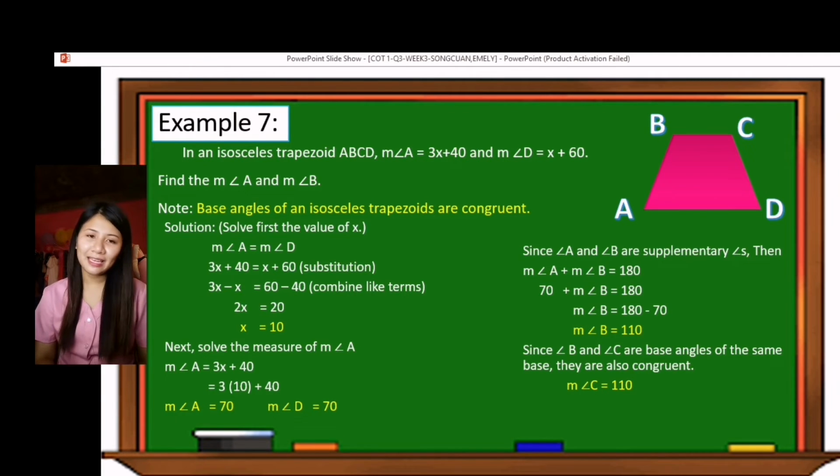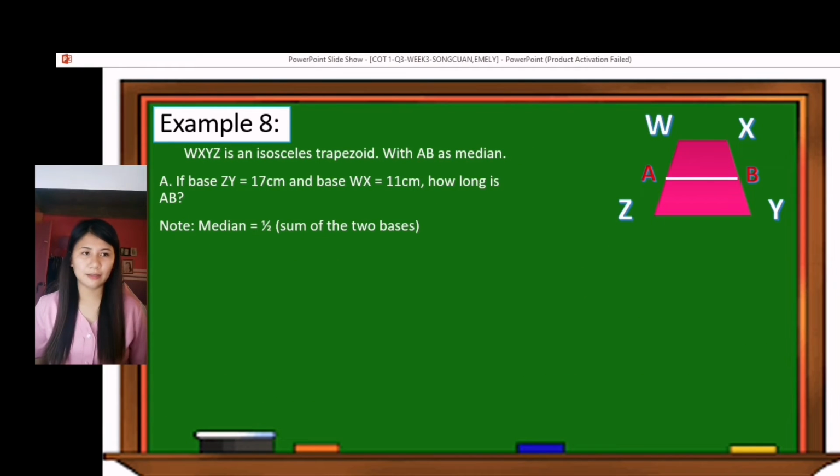Since angle B and angle C are base angles of the same base, they are also congruent. Since the measure of angle B is equal to 110, therefore the measure of angle C is also equal to 110. Okay? Example number 8.